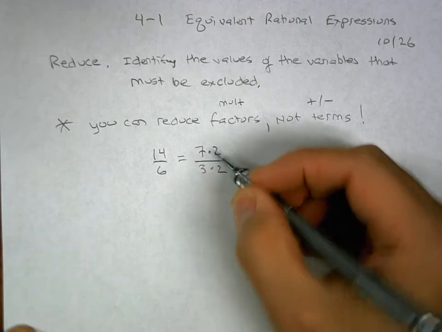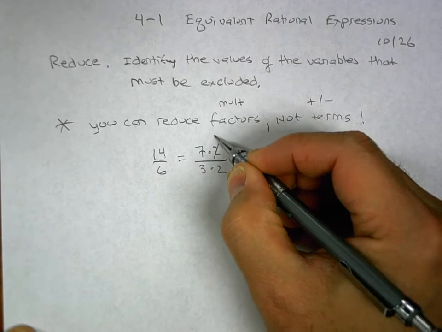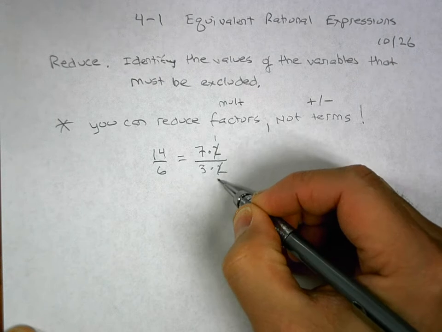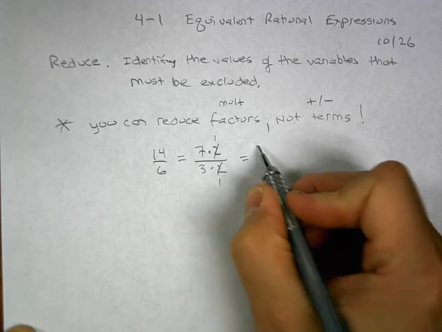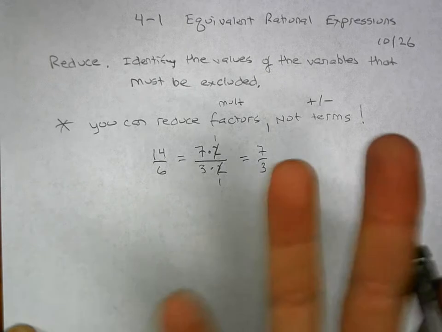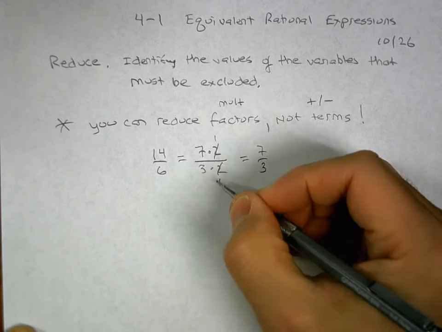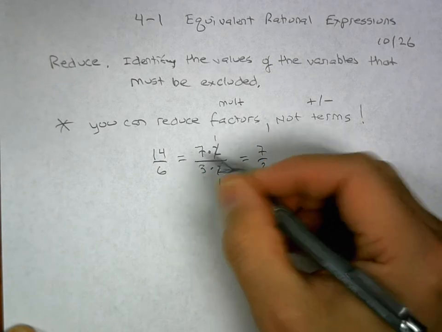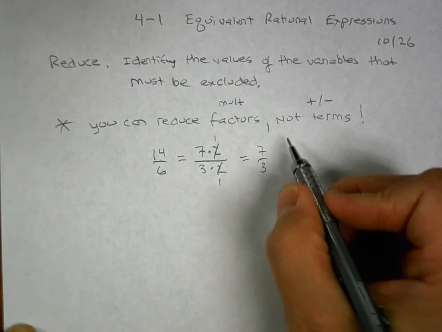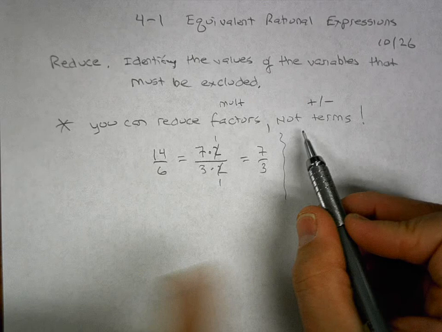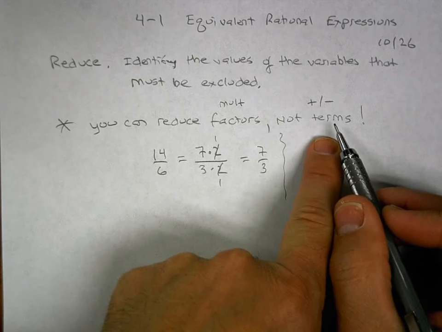It's multiplication. So yes, we can reduce out the 2, which leaves a 1. Divide by 2, leaves a 1. And there we go. So 7 times 1, so it's 7 over 3, and that's how we reduced it, right? We can cancel out or reduce factors because they're connected by multiplication. On the other hand, not terms.